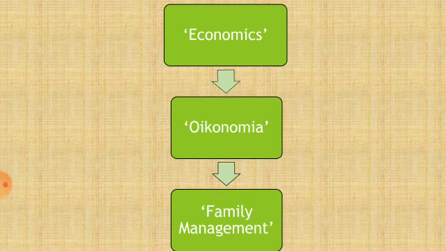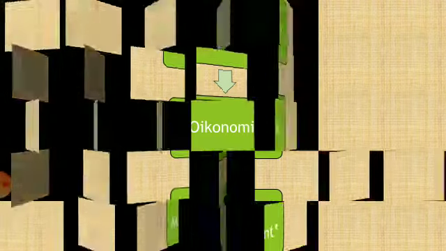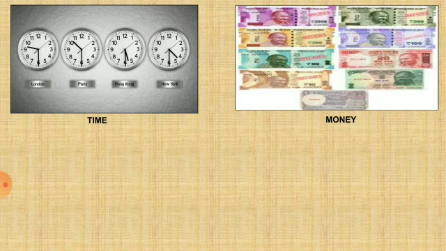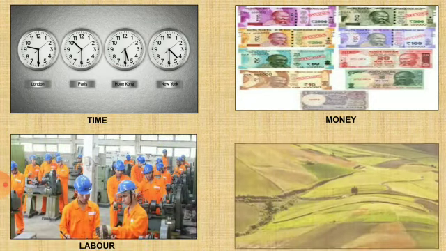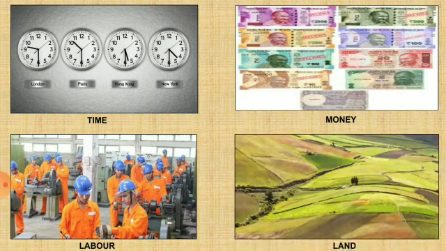There is a lot of similarity between family management and economics. We understand from economics how to use time, money, labor and land effectively. Yes, children, time and money are very important resources here. Now, how to satisfy these infinite needs of people using various resources is the subject matter of economics. Now, infinite needs.